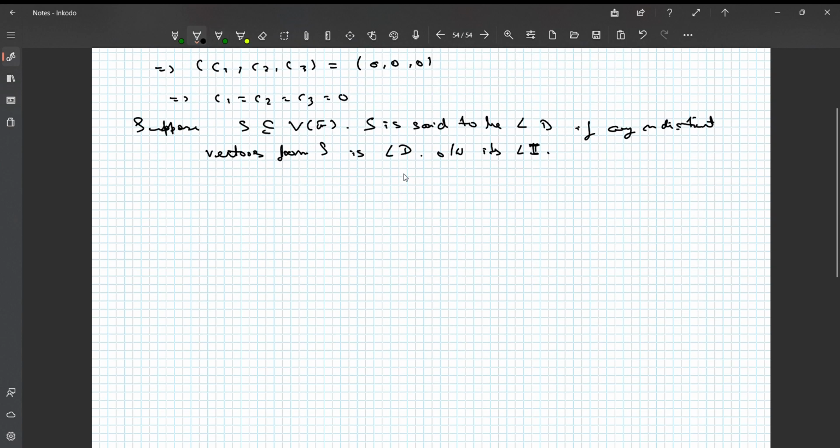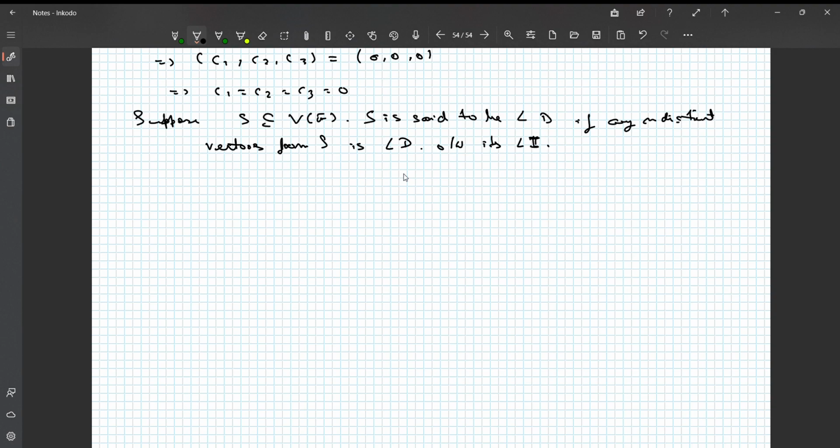Clear? Okay. The next required definition is the linear span of certain elements. Let me define it like this.